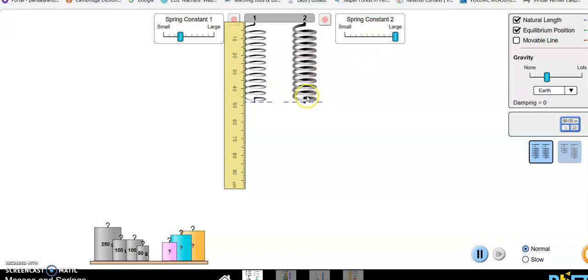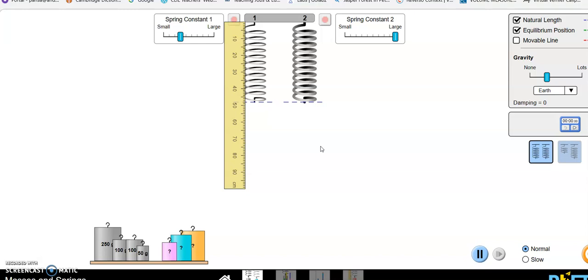So here we have two springs, and if you look at spring 2, you see that this one is a little bit thicker. And as you can see here, the spring constant here is larger than the spring constant of spring 1. The spring constant is a measure of stiffness. So the larger the spring constant, the stiffer the spring. And that means that the spring requires a larger force to be stretched the same.